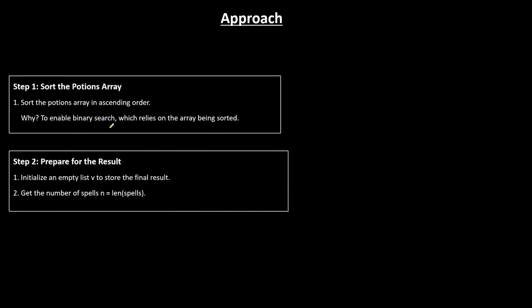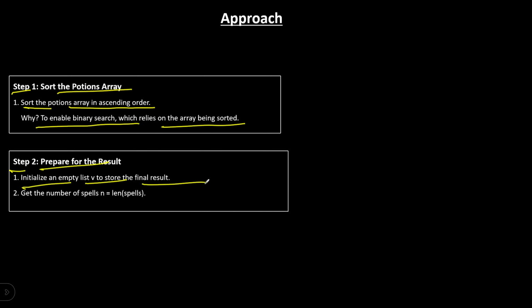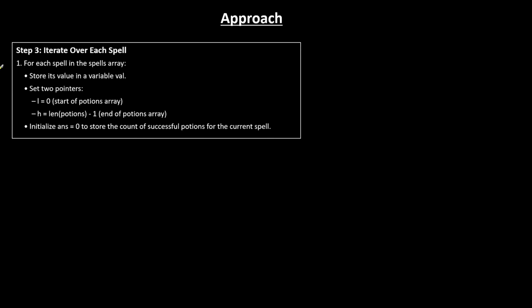Now, since you got the intuition of the problem, let's look into the approach of how we're going to solve it. Step one, sort the portion array. Sort the portions array in ascending order to enable binary search, which relies on the array being sorted. Step two, prepare the result: initialize an empty list to store the final result, and get the length of the spells, because the first for loop will go till the length of the spells, right? That was understandable.